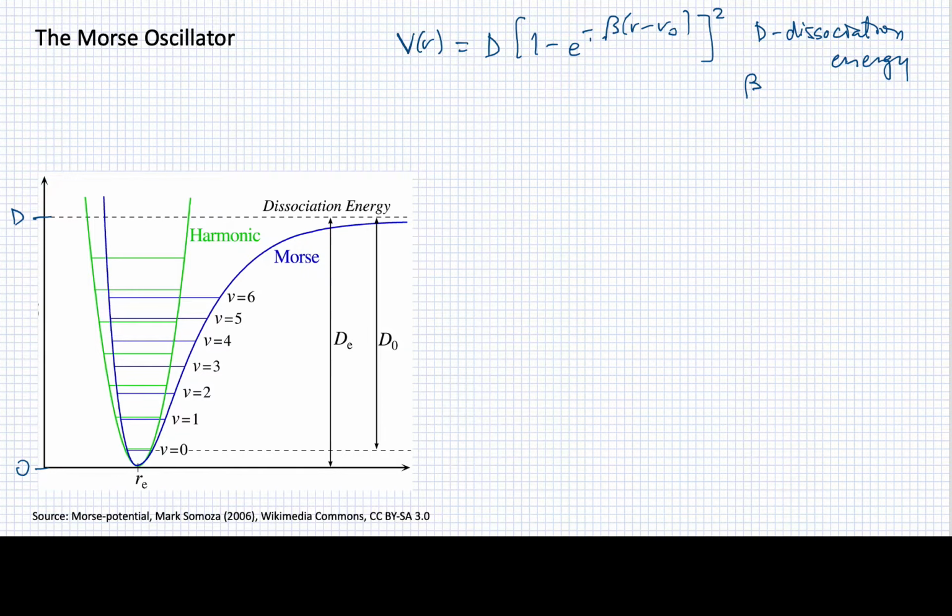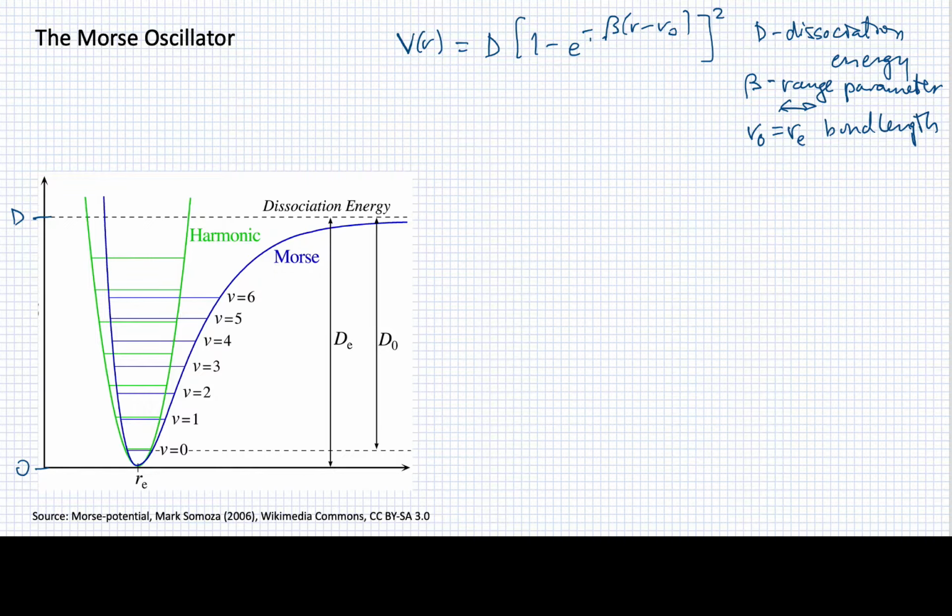The parameter beta is basically a range parameter, and it's going to affect how wide this potential function is. So it's basically the width of the fall off of the potential function. And finally, r0 is just what we previously called r sub e. It's the bond length, or the equilibrium separation between the two masses involved in this potential.